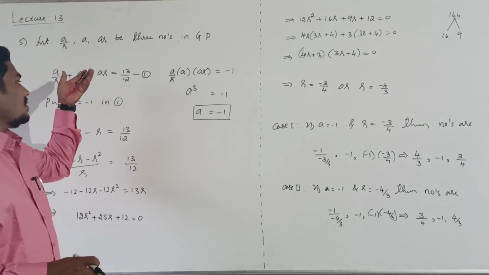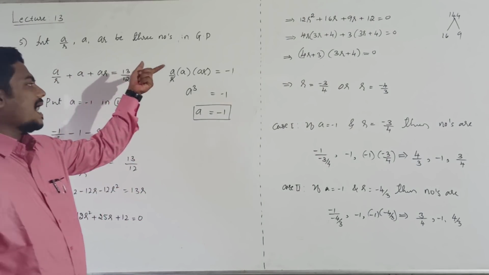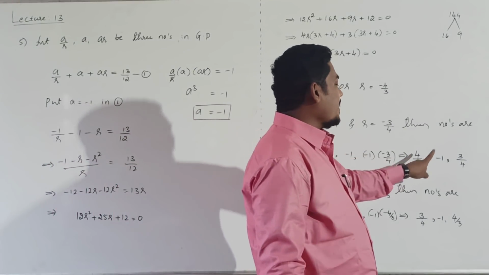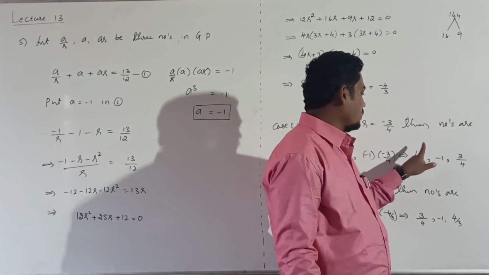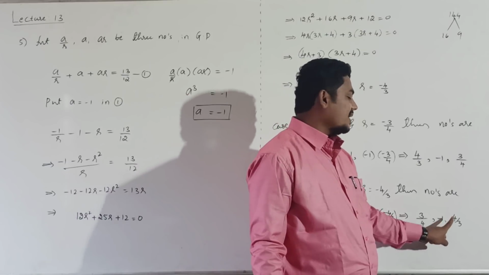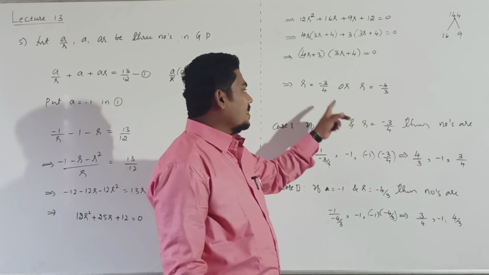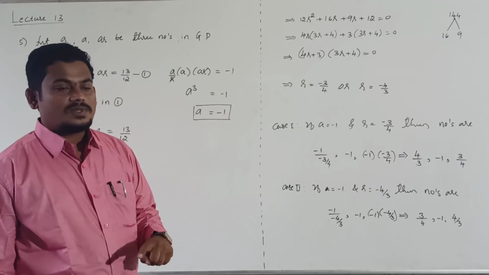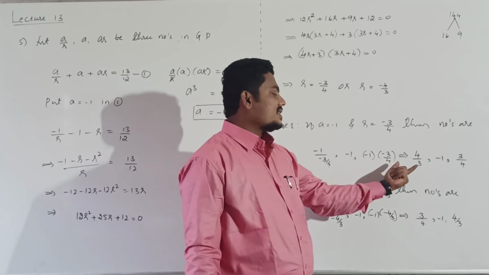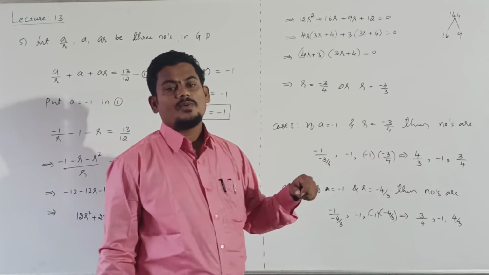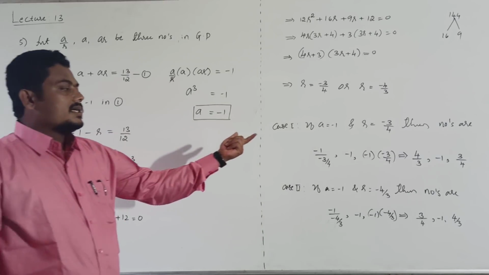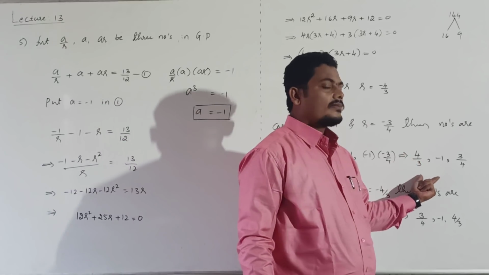If the sum of three numbers is equal to 13 by 12 and their product is minus 1, then the numbers are 4 by 3, minus 1, 3 by 4, or one more set, 3 by 4, comma, minus 1, comma, 4 by 3. First find the common ratio and the first term. After finding the common ratio and first term, write the three numbers. There are two cases: r value minus 3 by 4 or r value minus 4 by 3. These are the three numbers.